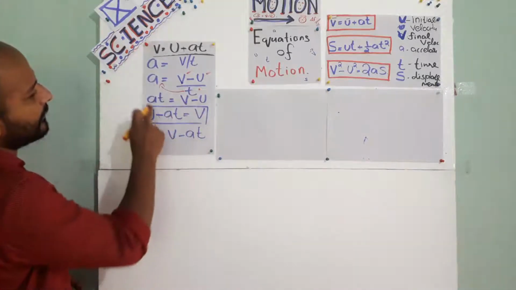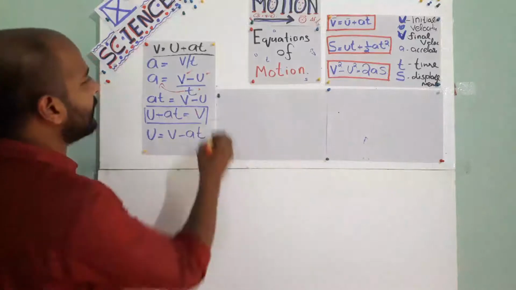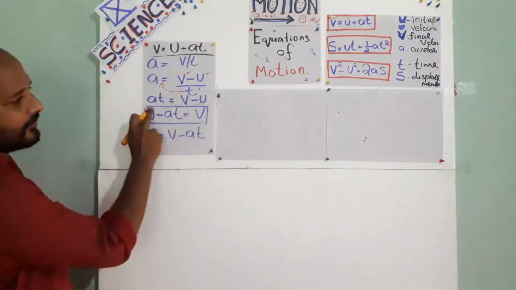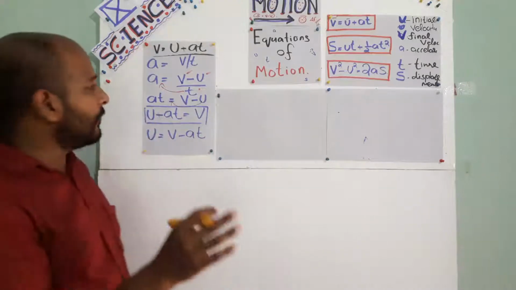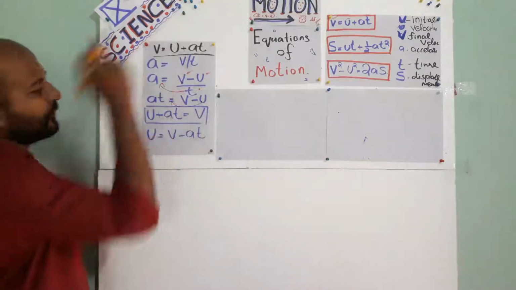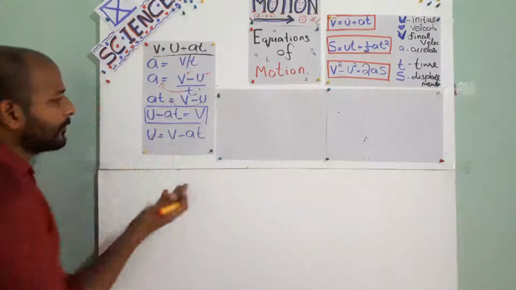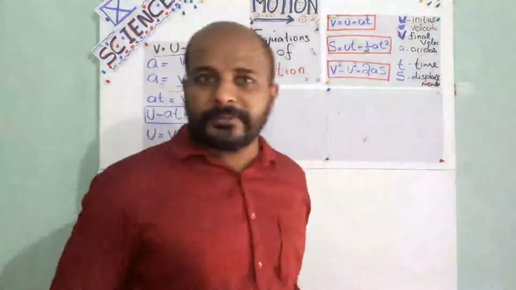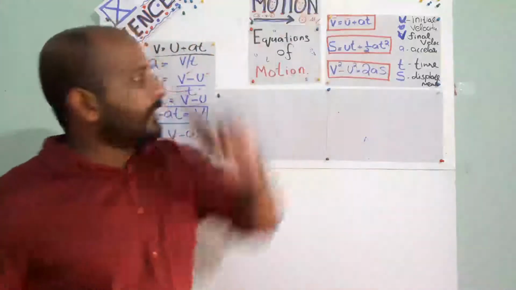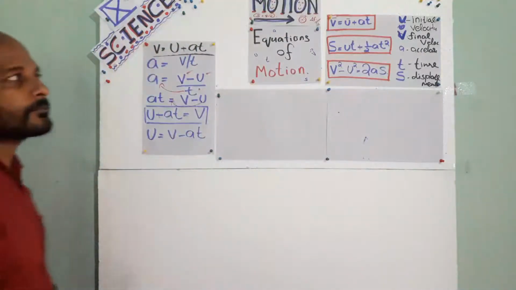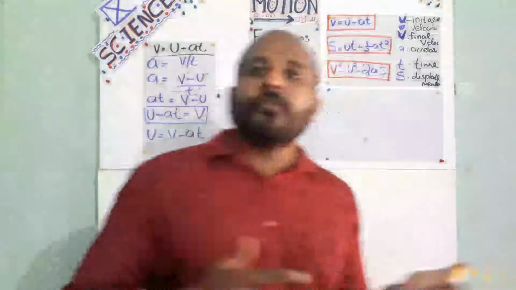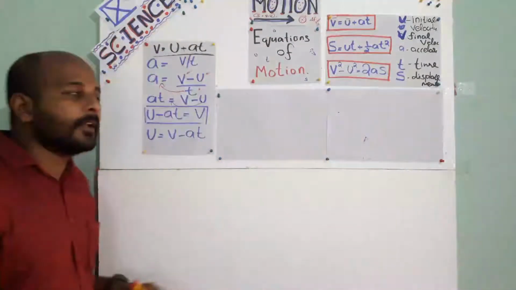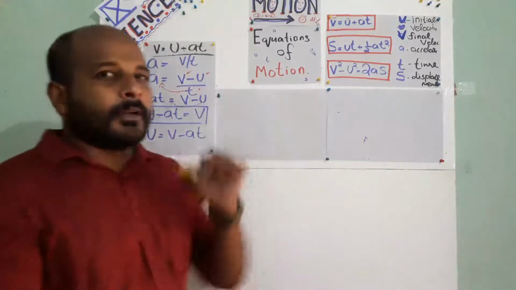T went there. So what happened? at is equal to v minus u. Again we want to take u from here to here. Change the sign, positive: u plus at gives v. v is equal to u plus at. The same equation will give one more equation, u is equal to v minus at. But this is the universal equation we are using. That's why this is the first equation regarding the final velocity.